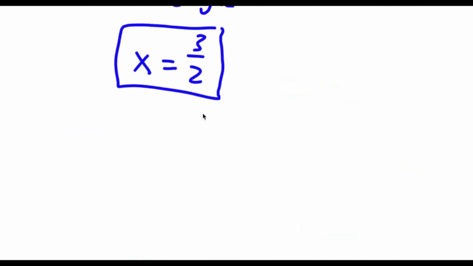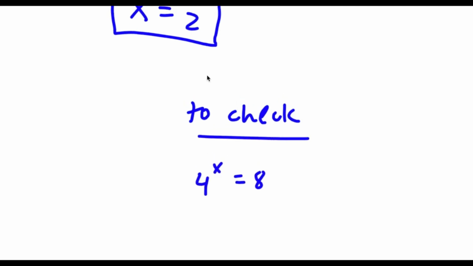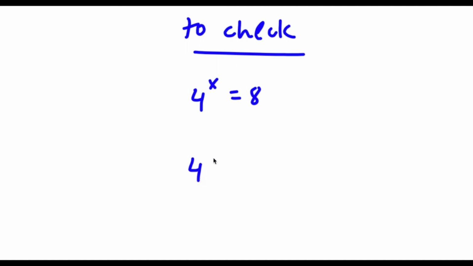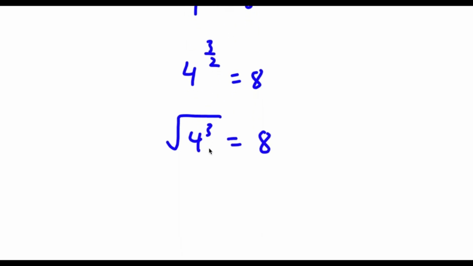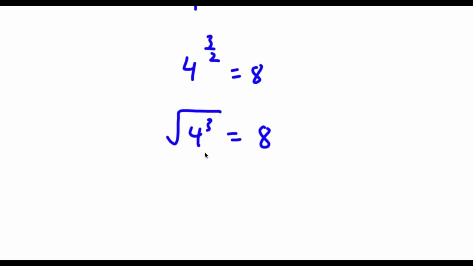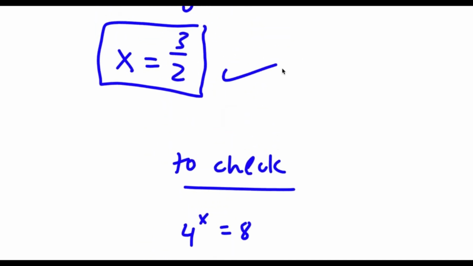And now, to check, I have 4 to the power of x is equal to 8. We know that x equals 3 over 2, so I have 4 to the power of 3 over 2 is equal to 8. Now 4 to the power of 3 over 2 is the same thing as the square root of 4 to the power of 3. And 4 to the power of 3 is equal to 64. So I have the square root of 64 equals 8, and the square root of 64 is 8. So I have 8 is equal to 8, and because this is right, my solution is right.